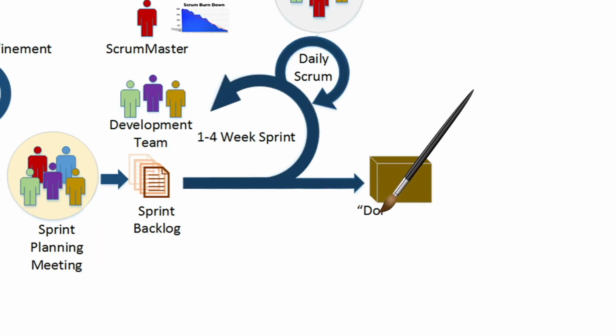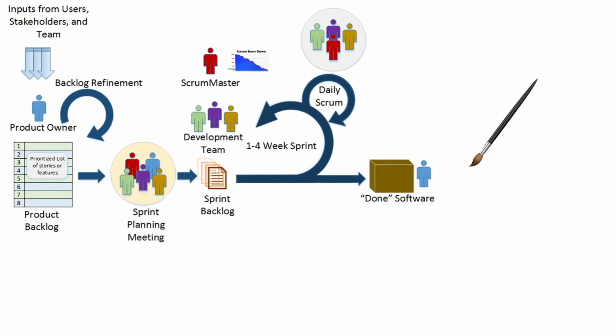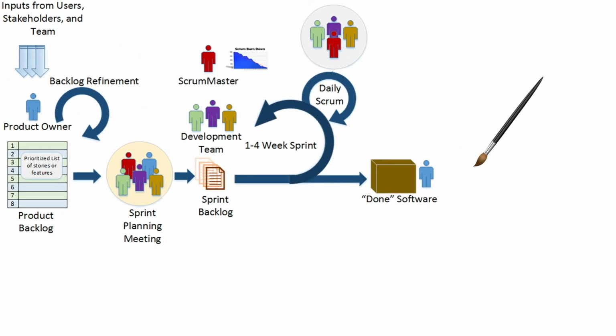The output of each sprint is potentially shippable software that meets the team's definition of done. The software may not be delivered to the field each sprint, but the idea is that the software at the end of each sprint is in a state that it could be shipped to end users.